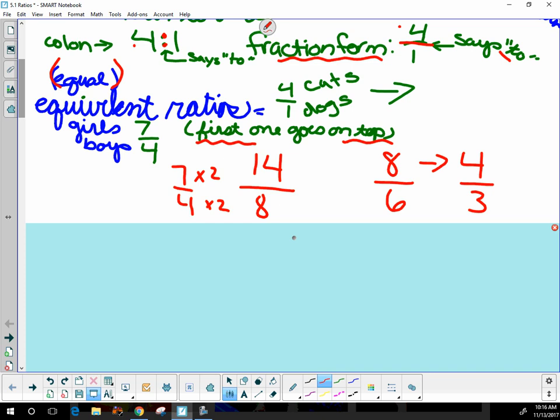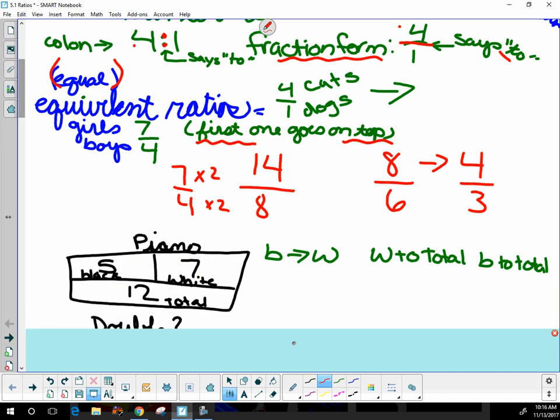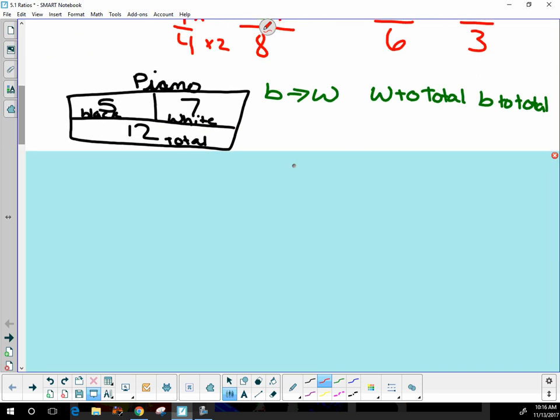Okay. One other way to start comparing, oh, no, we're going to look at an example first. So let's try this out. This is a little section of piano keys here, and this little square says that there are 5 black piano keys and 7 white piano keys in a small section of that piano where I'm only looking at 12 keys. Now, I do believe there's 88 keys on a piano, so this is just a small section.